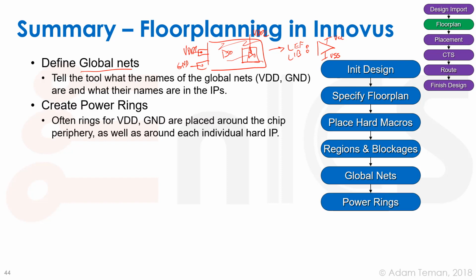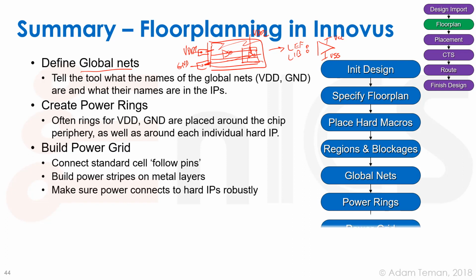Okay, next we're going to create power rings. So often we're going to make a ring around the design that is a thick ring that will have VDD and ground that's easy to connect to from the external pad. So if we have a ring around here, it's easy to connect these guys to the ring, and it's easy to connect stripes and so forth to the ring. So it often makes our design much easier if we do that.